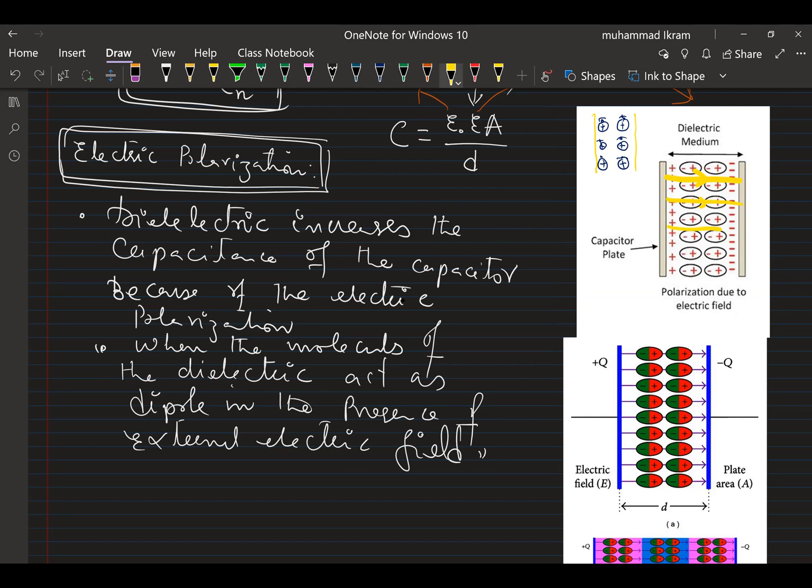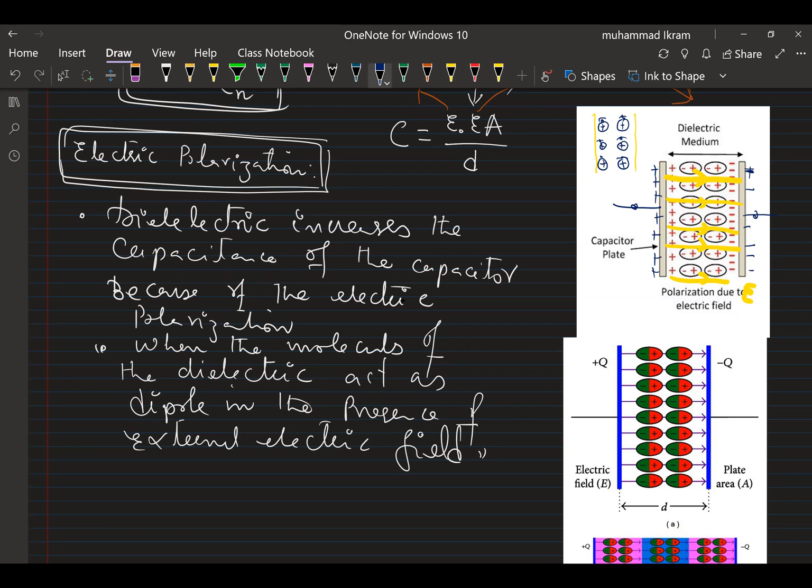This is E, the external electric field. Since this plate is connected with the positive terminal of the battery and this is connected with the negative terminal of the battery, you have all the positive charge on this plate and the same negative charge on the other. So the external electric field E is in this direction.